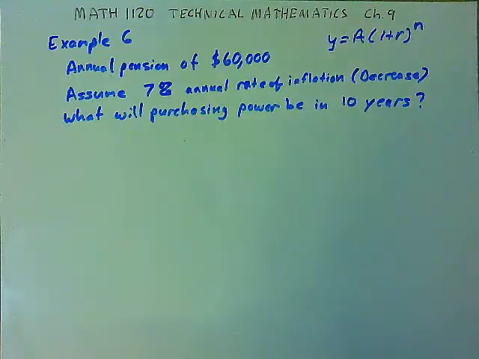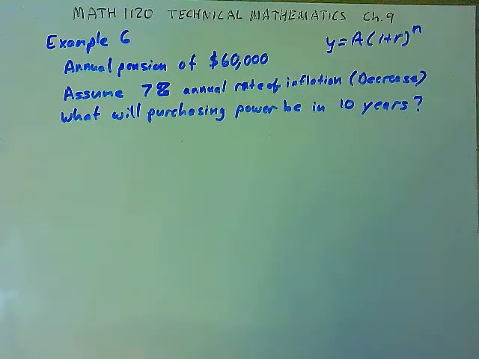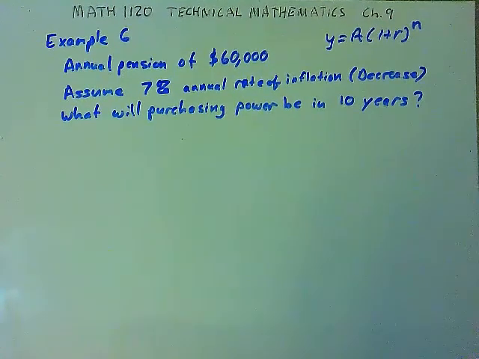Example 6 says, Bill and Mary plan to retire this year with a combined annual pension of $60,000. So they're retiring and they're going to get $60,000 per year in their pension. Because of inflation, their purchasing power is constantly decreasing, meaning that their money is worth less and less money every year because things cost more money. So assuming a 7% annual rate of inflation, what will their purchasing power be in 10 years?